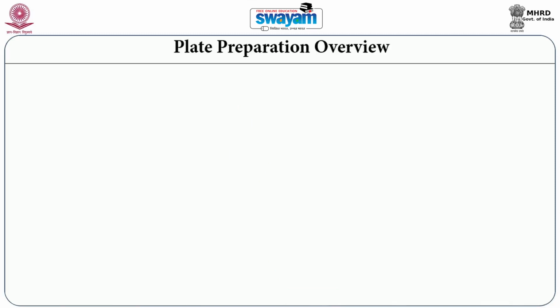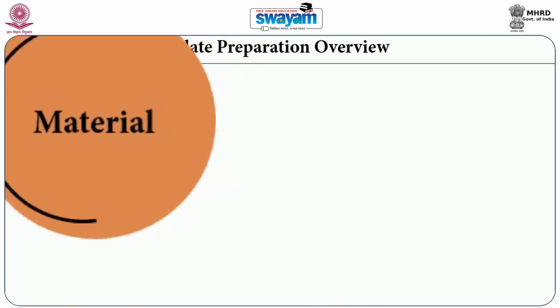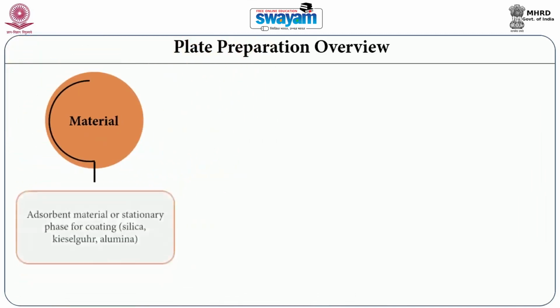I basically said that nowadays a lot of these plates that are available are commercially available and very well standardized, but labs still like to prepare their own plates. It will be cheaper. Maybe you can play around a little bit with the compositions of your stationary phase. So a typical plate preparation process involves an adsorbent material which will act as the stationary phase, which will be used for coating.